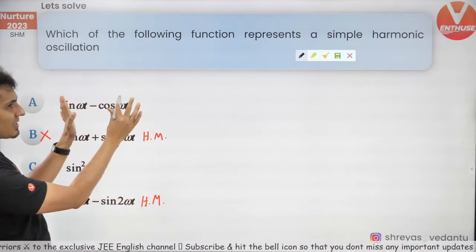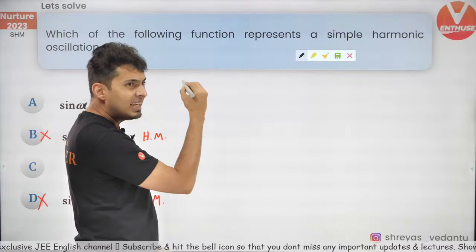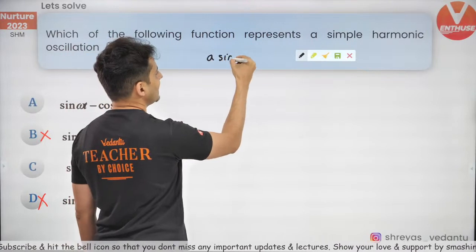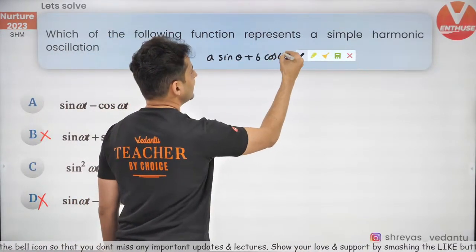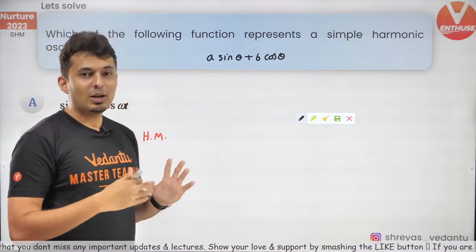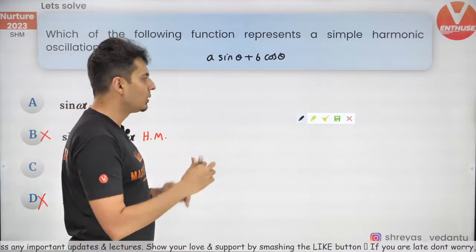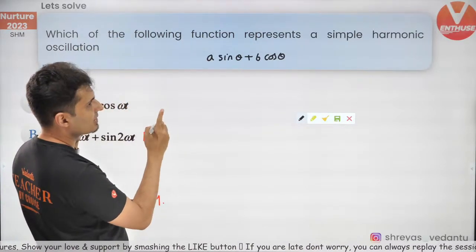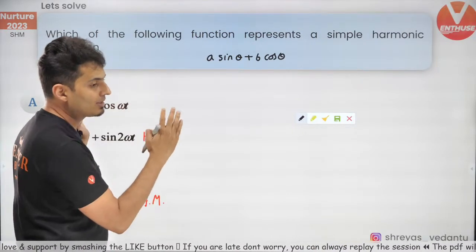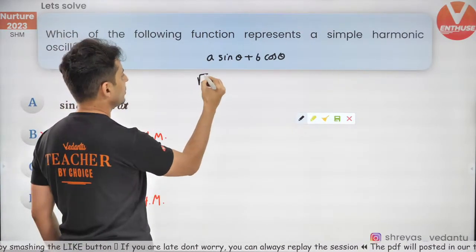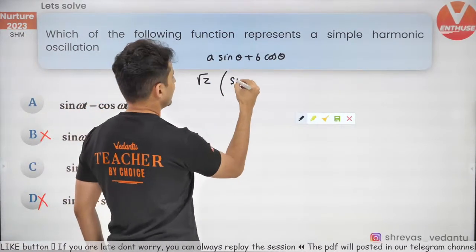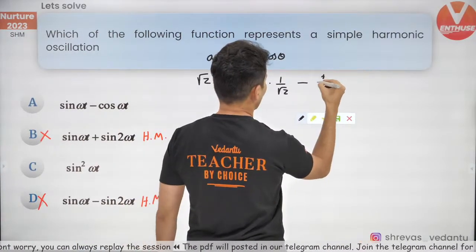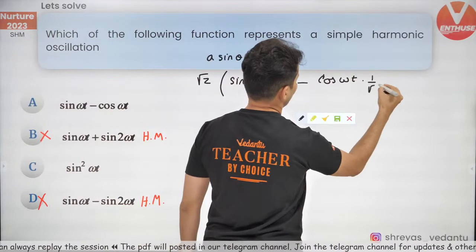This expression, let me just manipulate it like this. Multiplied by root 2 and divided by root 2, there is a common form which is a sine theta plus b cos theta. What you do is multiply and divide by root of a square plus b square and you get it in a good looking form. And here I'm going to do the same thing. Here a is 1, b is 1, 1 square plus 1 square is 2, root of 2. So let's just multiply by root 2 and divide by root 2. So I'll get sine omega t into 1 by root 2 minus cos omega t into 1 by root 2.